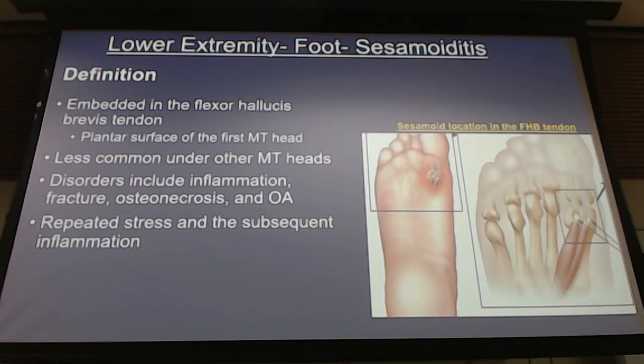At the base of the first metatarsal, we're going to talk sesamoiditis. There are two small bones that are wrapped up in the tendons and ligaments at the base of the first, called the sesamoids.